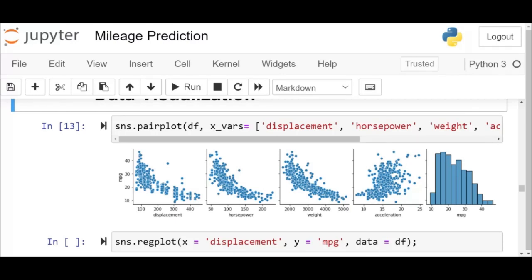As x increases, y decreases. So it has a negative correlation for displacement, horsepower, and weight. As the engine size gets bigger and bigger, your mileage gets less and less. As your vehicle has a larger horsepower, more power, and a bigger engine, your mileage is less and less. As the weight of the vehicle increases, your overall average also decreases. So there is a negative relation.